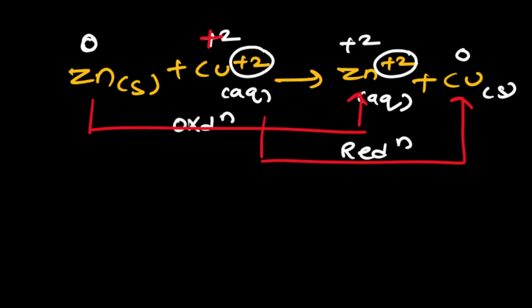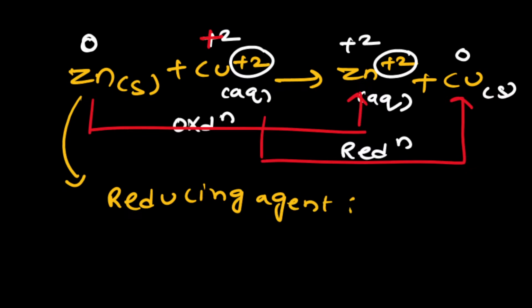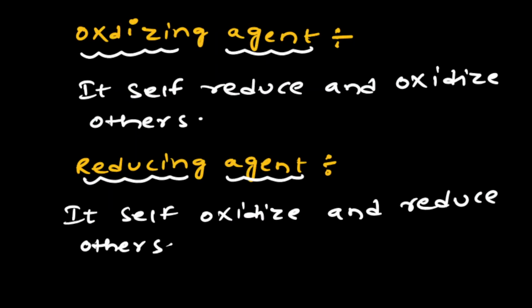If the copper undergoes reduction, then zinc undergoes oxidation. They will ask which is the oxidizing agent and which is the reducing agent. Zinc, by the loss of electrons, has undergone oxidation, which means zinc is acting as the reducing agent. Sir, how is it acting as a reducing agent? What is the main definition of the reducing agent? Straight, itself oxidizes and reduces others is a reducing agent.